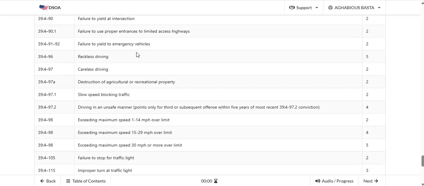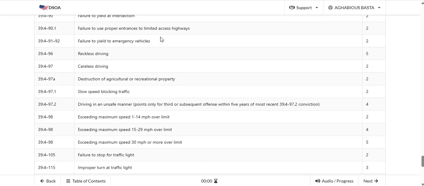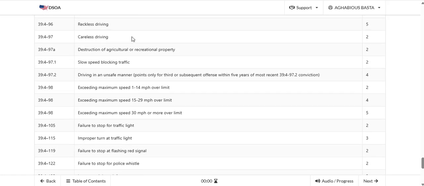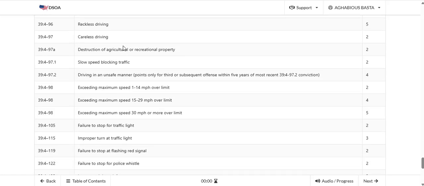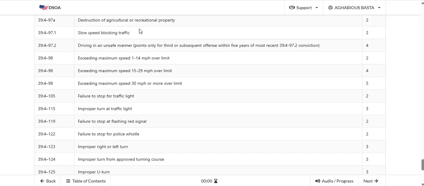39:4-91-92 Failure to yield to emergency vehicles. 39:4-96 Reckless driving. 39:4-97 Careless driving. 39:4-97a Destruction of agricultural or recreational property. 39:4-97.1 Slow speed blocking traffic. 39:4-97.2 Driving in an unsafe manner. Points only for third or subsequent offense within 5 years of most recent 39:4-97.2 conviction.